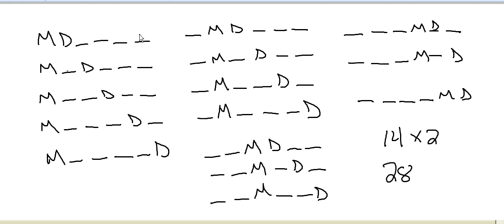Now, the one combination that doesn't count is this one. Because this is the one where mom and dad sit on the end with the 4 kids in the middle. And that's the one that's supposed to be excluded. But other than that, these are all possibilities for where they would sit.